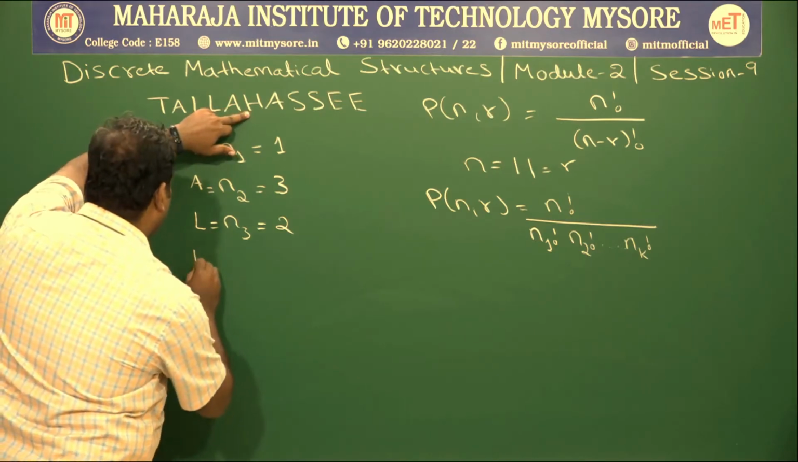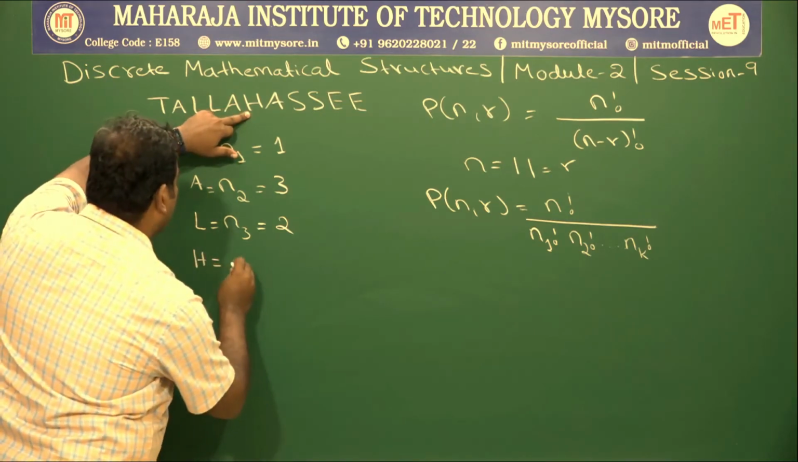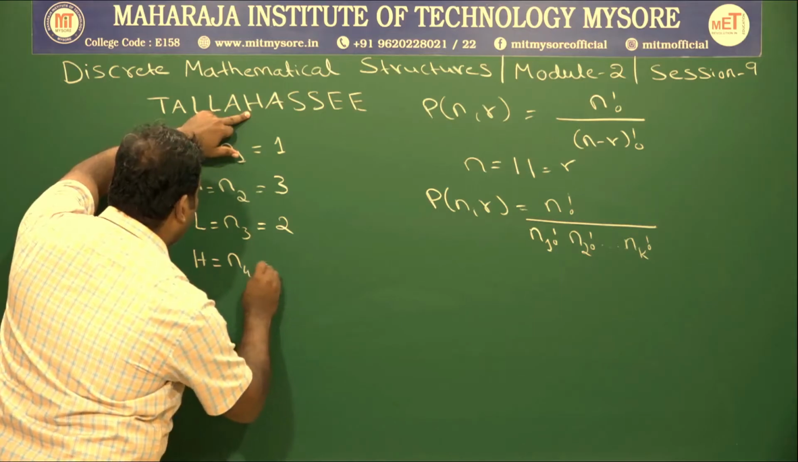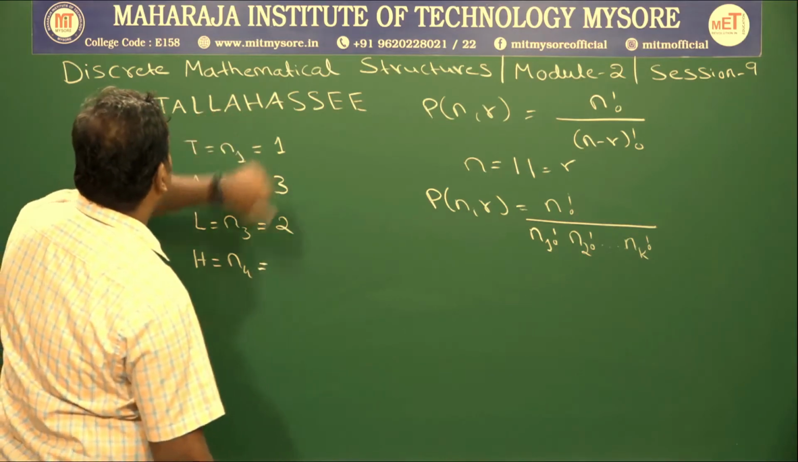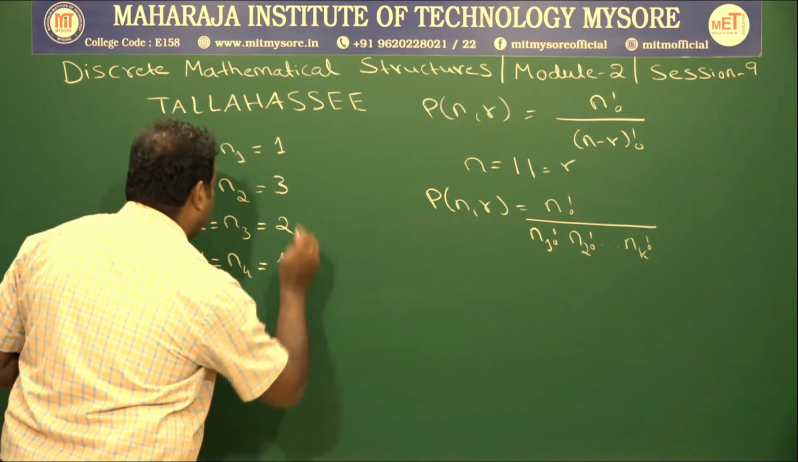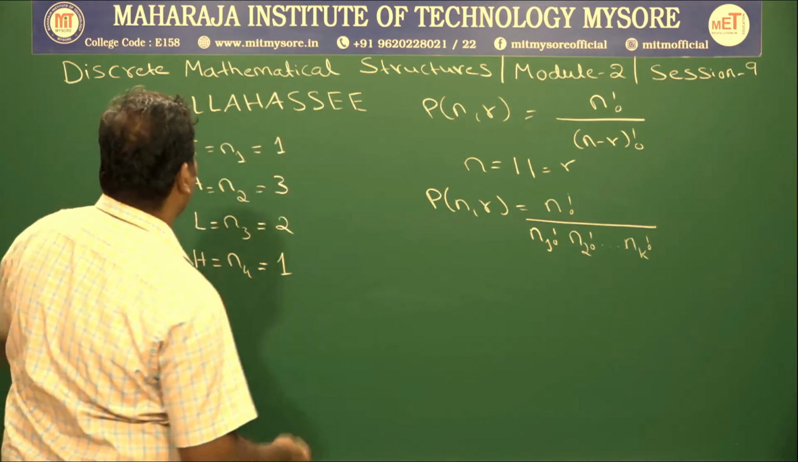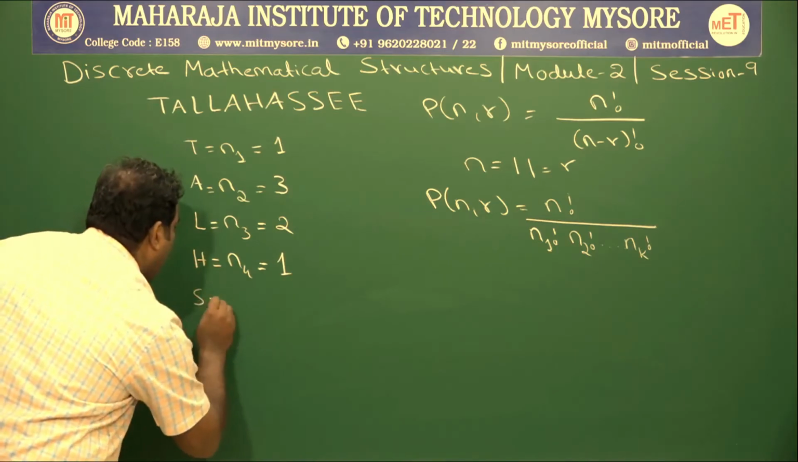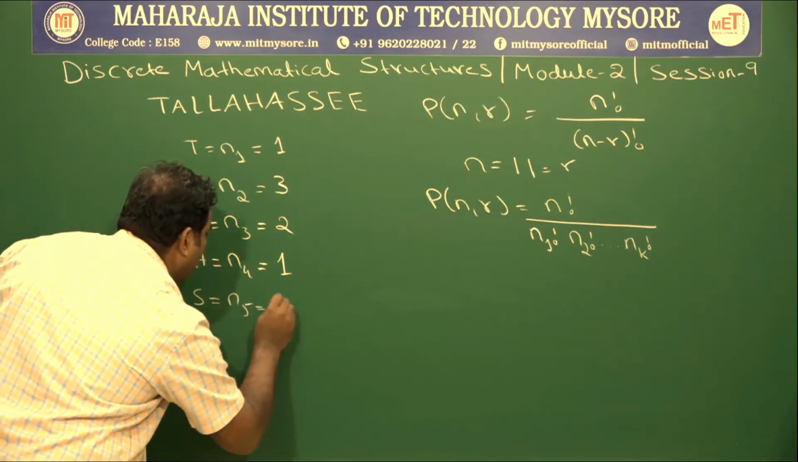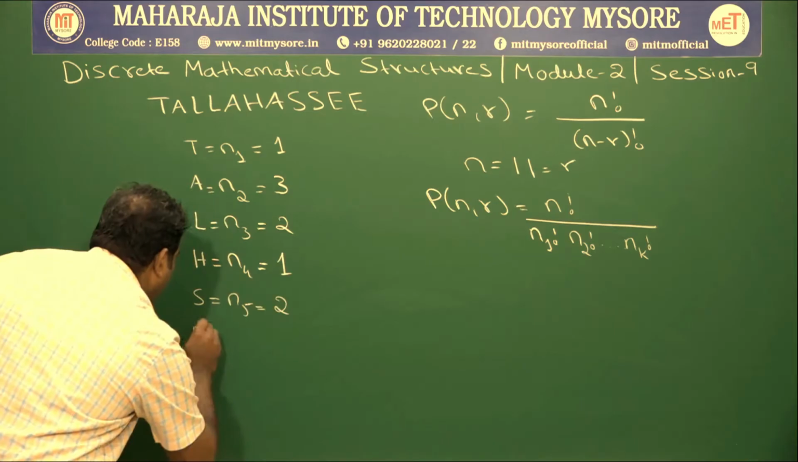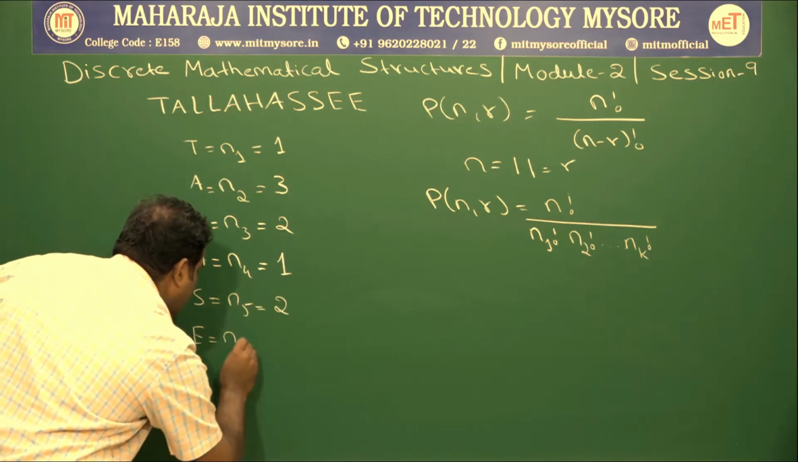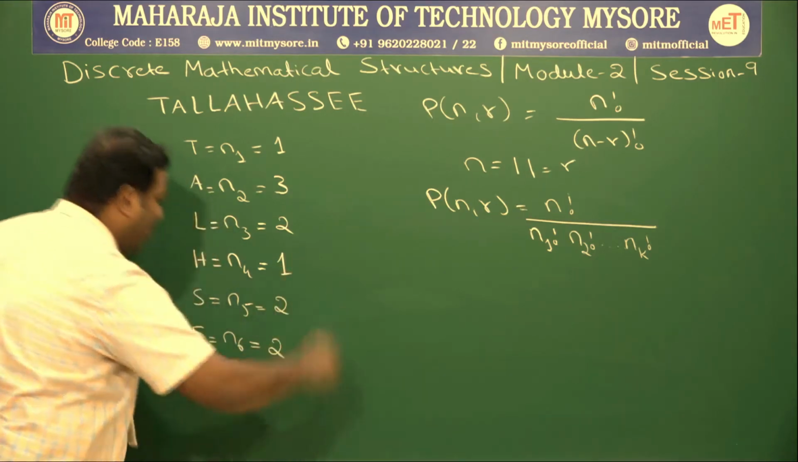I'm going to take up H. So H equals N4, and how many H are there? It's only 1. And A is done. I'm going to have S, and I'm going to have E. Hence S equals N5, which is going to be 2, and E is N6 again, which is going to be 2.